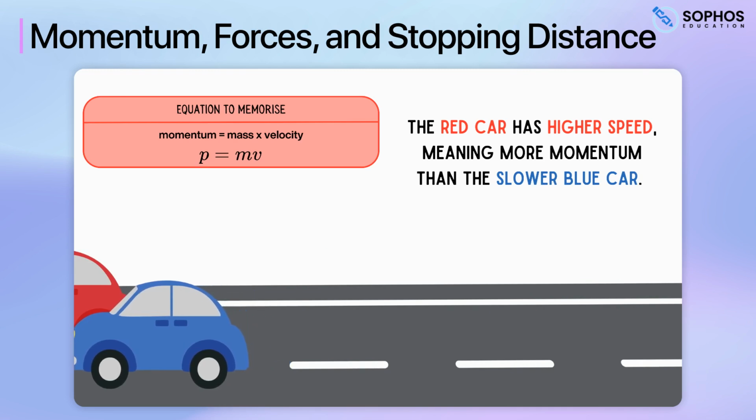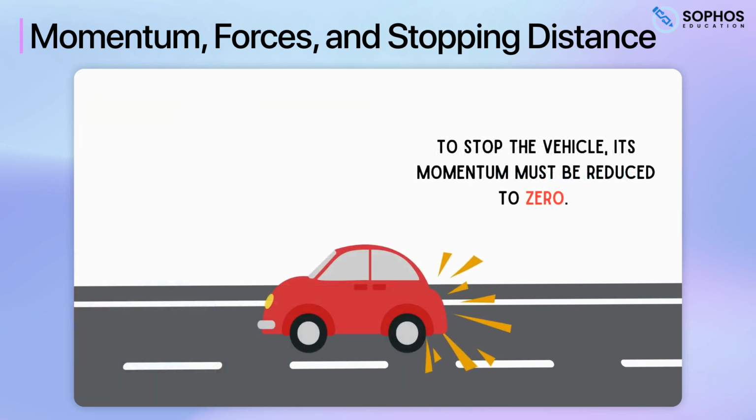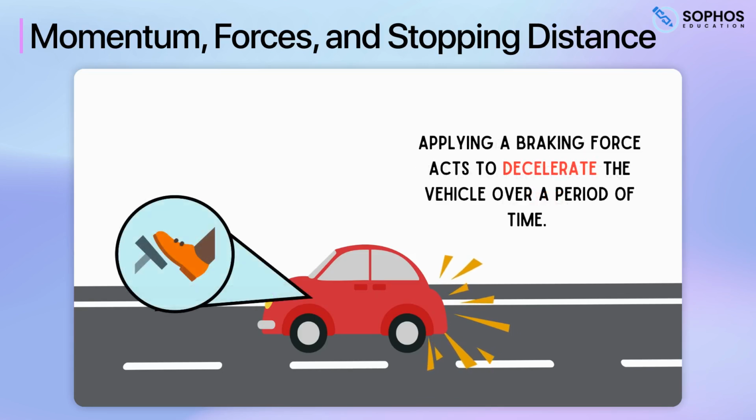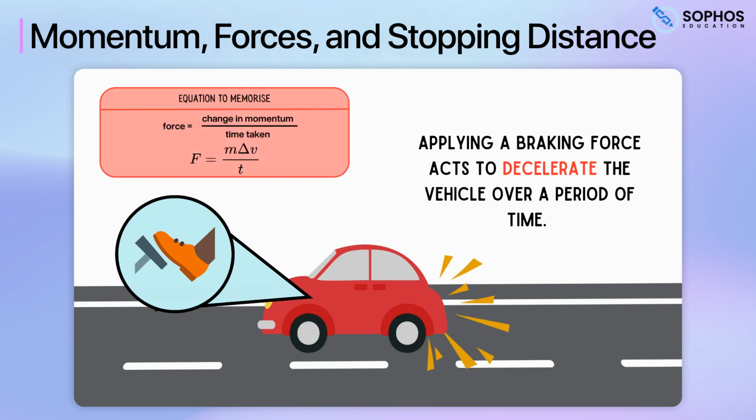A vehicle traveling at a higher speed has more momentum compared to one traveling at a lower speed. To stop the vehicle, its momentum must be reduced to zero. This is achieved by applying a braking force, which acts to decelerate the vehicle over a period of time. The braking force applied effectively reduces the vehicle's momentum. Mathematically, this can be represented as force equals change in momentum over time.